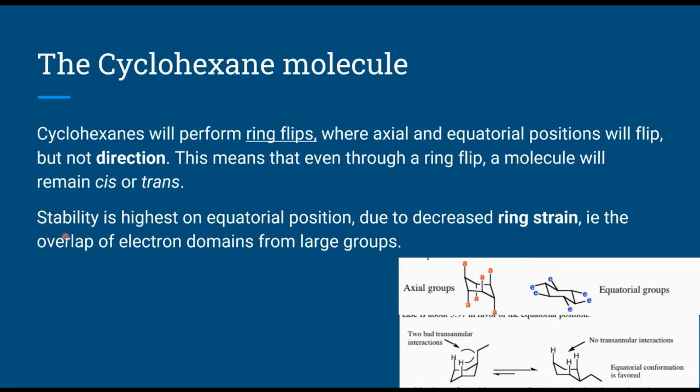If we're talking about stability, this is highest on the equatorial position. This is due to decreased 1,3 diaxial interactions and ring strain. So if we look here, we can see that this ethyl group is interacting in a 1,3 way with these 2 hydrogens here, because this ethyl is on an axial position. When you do the ring flip, it's going to be turned into an equatorial position. So now there is no interaction, and so this is going to be the favorite group.